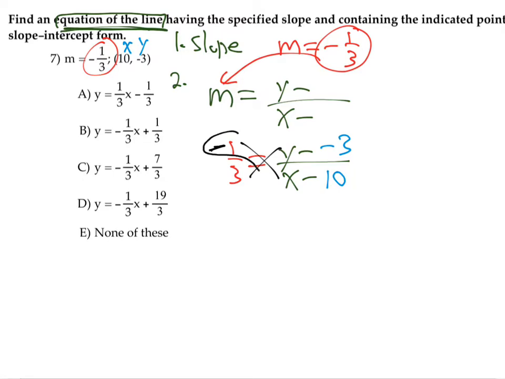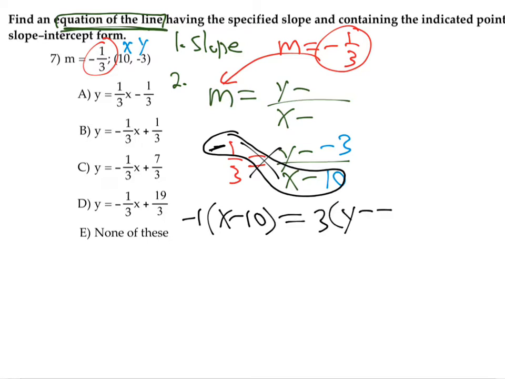And then I just grab these 2. So negative 1, x minus 10. And then I grab the other 2, 3, y minus 3. Is that good there? So see, I just went diagonal, diagonal. It's the same thing as common denominator. It's a shortcut when there's only 1 fraction on each side.